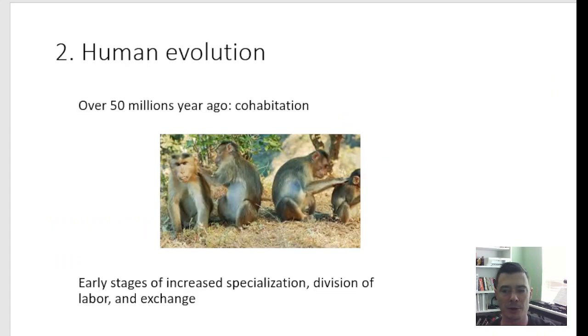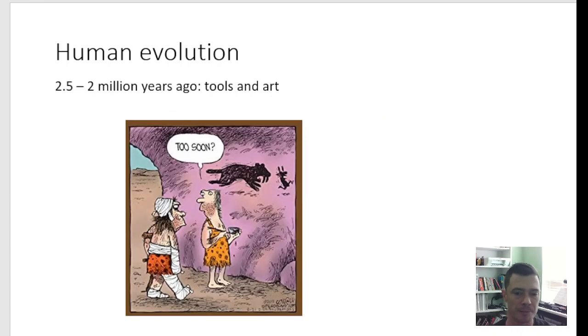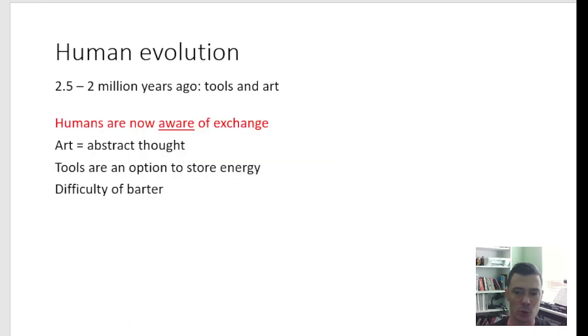And now moving on to human evolution. 50 million years ago, we started down the path of cooperation, living together in small family tribes. 3 to 6 million years ago, we started walking on two legs, and this was a way to conserve energy while we were hunting, building shelter, and so on. And 2.5 to 2 million years ago, we came across language and art as well as tools.